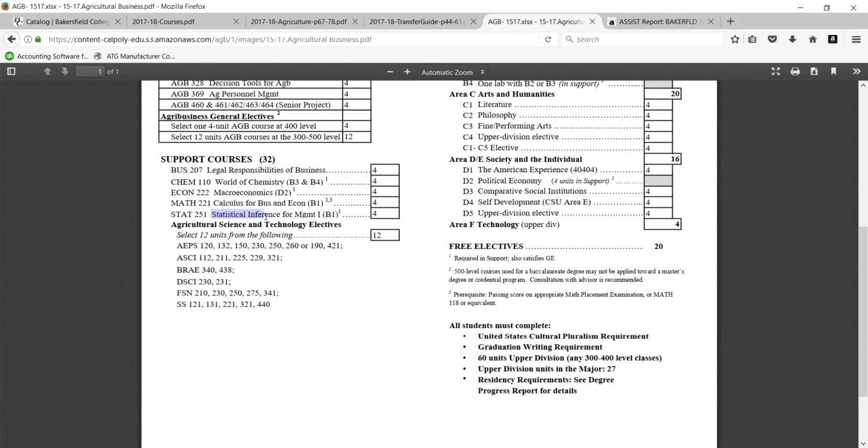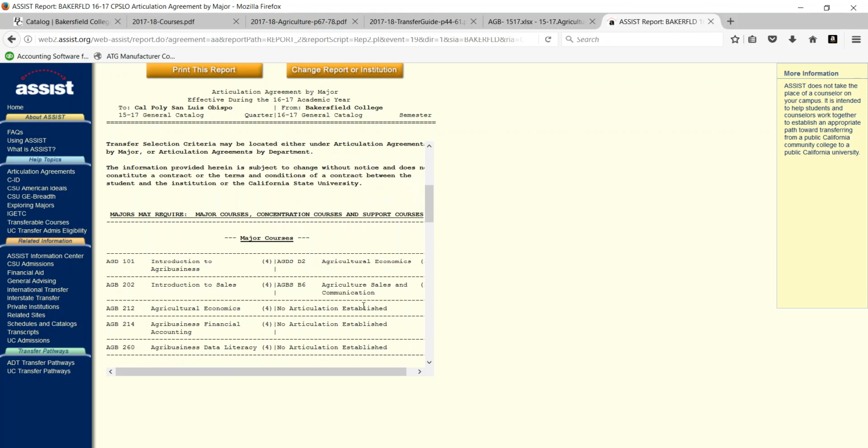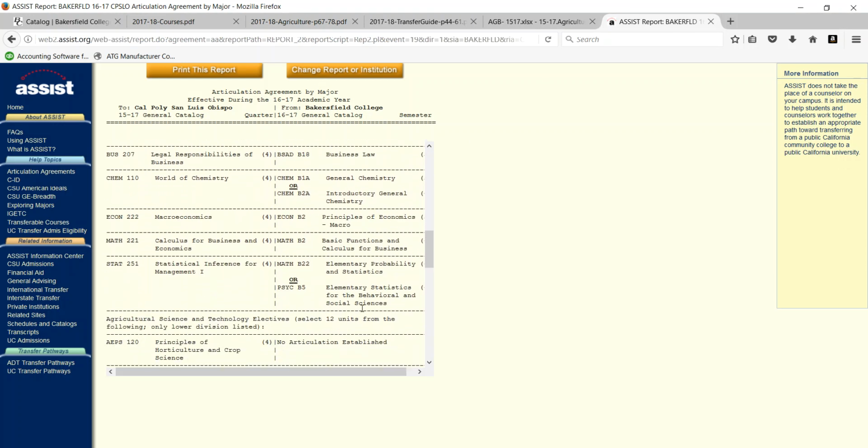So how do I know which BC class fulfills these requirements? That's when I go to assist.org. So I'm looking for Math 221 and Stats 251. So let's go over here. And I've already matched this up for BC and Cal Poly. I'm going to come down here, and here's their Math 221. It's a calculus class. So that means that if I took Math B2 here at Bakersfield College, then it would cover this class. Again, for stats, I'm going to look here, and Math B22 or Psych B5 are both eligible to transfer over there to fulfill this requirement.